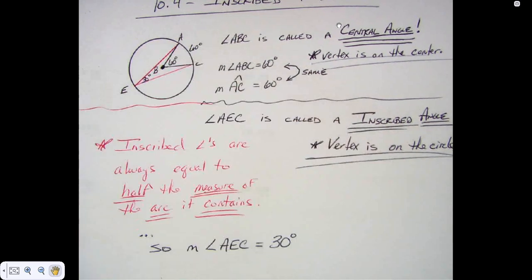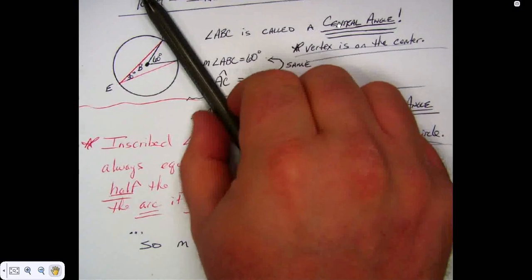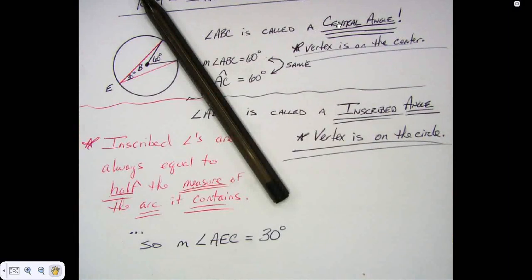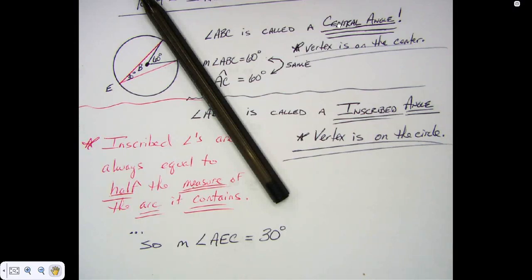It's always half the arc it contains. And when you're going the other way, if I told you that was 30 and you didn't know what that arc was, what's that arc now? You just double it to go the other way, right? That's simple.